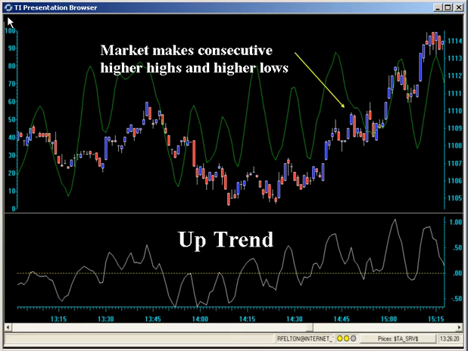Here are some consecutive higher highs. And here is a consecutive higher low. This is one of the most important characteristics of a trend. For a downtrend, we would look for consecutive lower highs and lower lows.